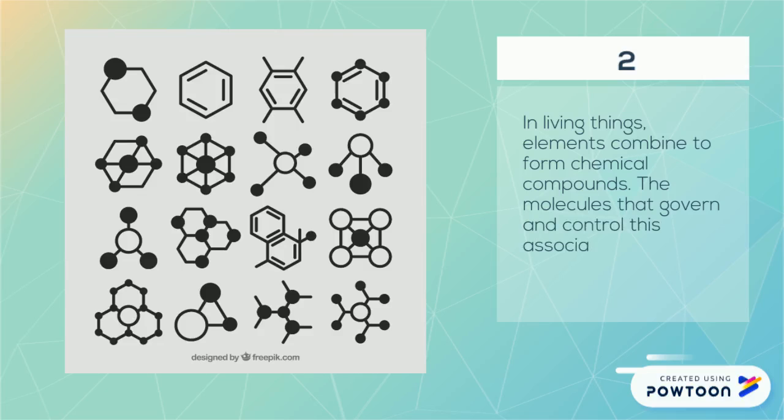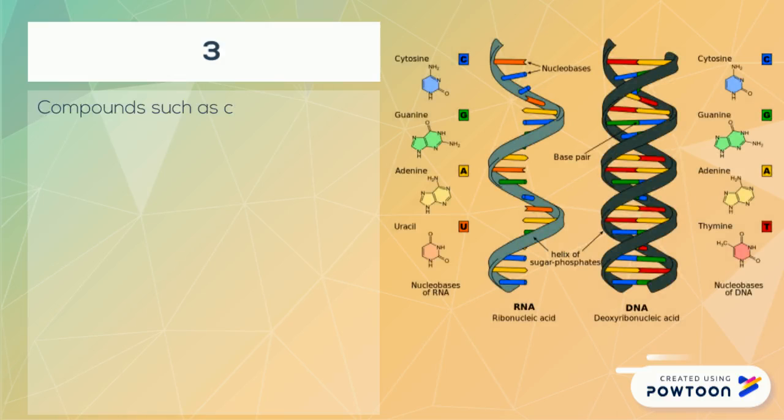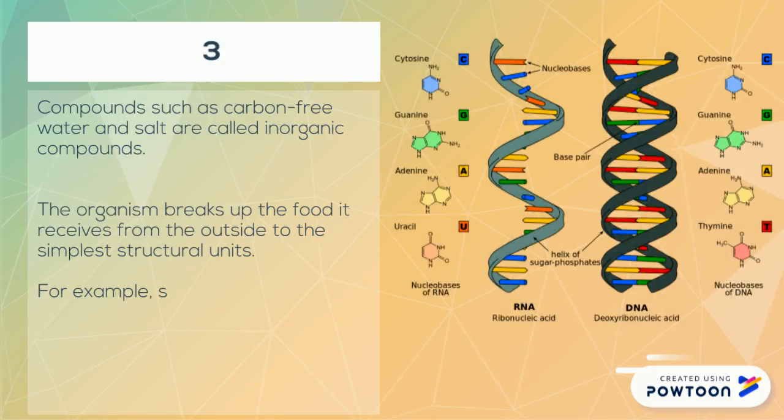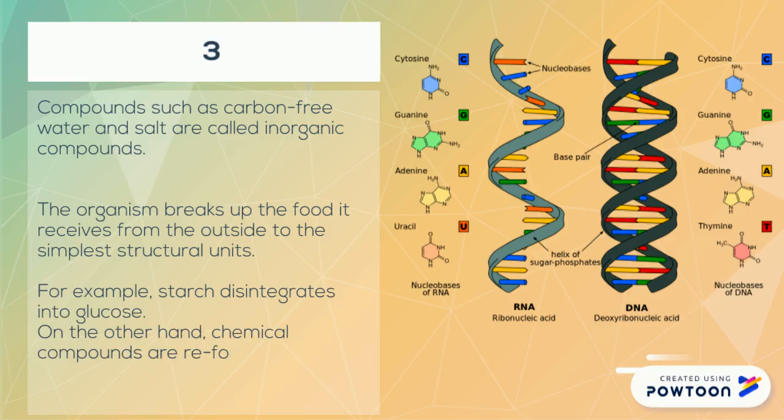These compounds are mostly organic compounds. The most important organic compounds are carbohydrates, lipids, proteins and nucleic acids. Compounds such as carbon-free water and salt are called inorganic compounds. The organism breaks up the food it receives from the outside into the simplest structural units. For example, starch disintegrates into glucose. Some get energy. On the other hand, chemical compounds are reformed upon the request of nucleic acids, DNA and RNA.